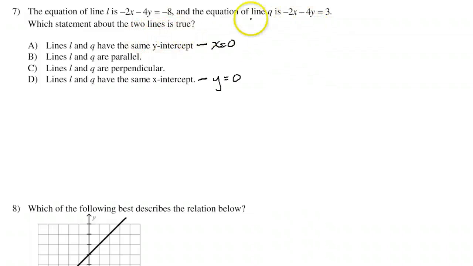Let's work on A first. The other way we can do is cover it up, but it's hard to show that on a screen. But to find the same y-intercept, let's plug in 0 for x on the first one.